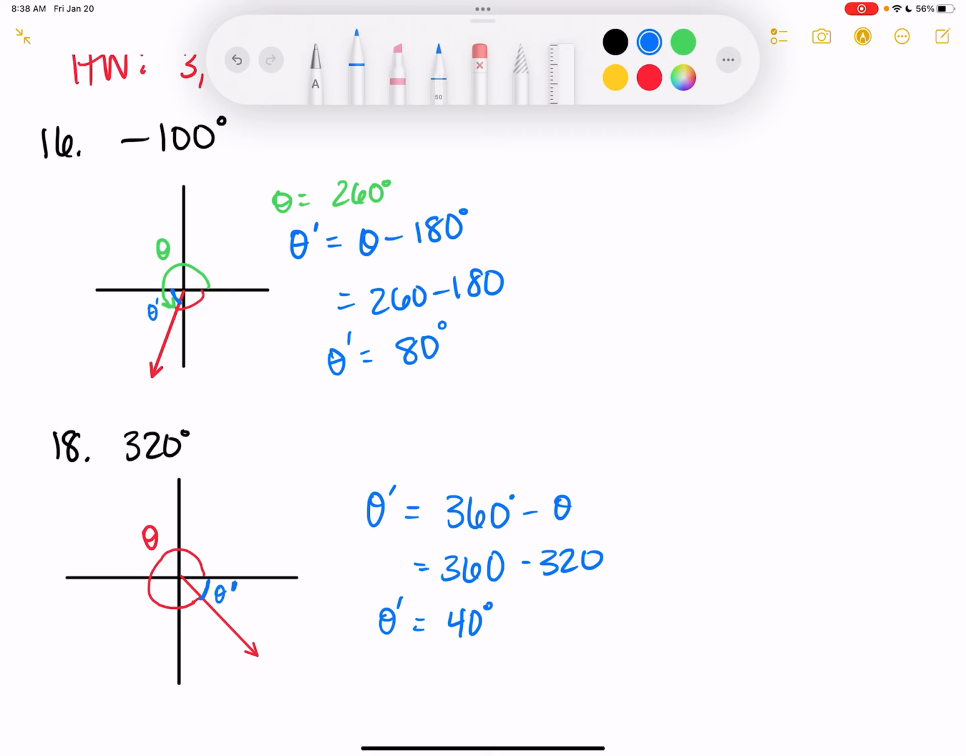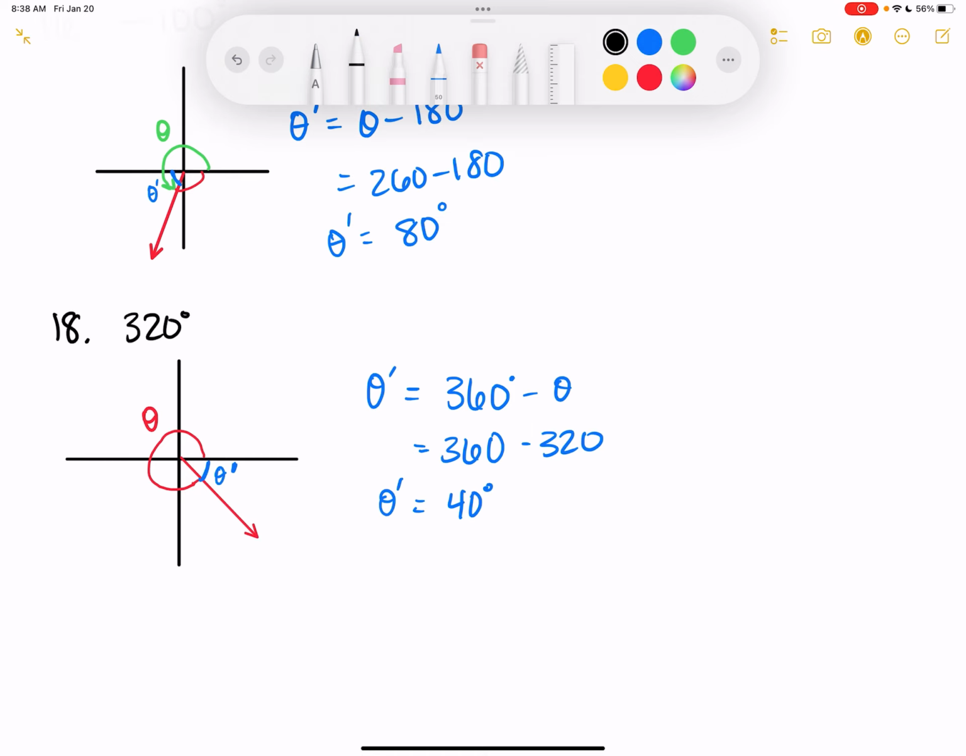And if you just memorize the degree formulas, the radian formulas are the same. It's just replacing 360 with 2 pi, 180 with pi, things like that. So looking at a radian one, number 20, negative 5 pi over 6.